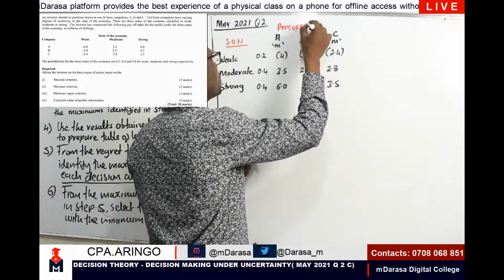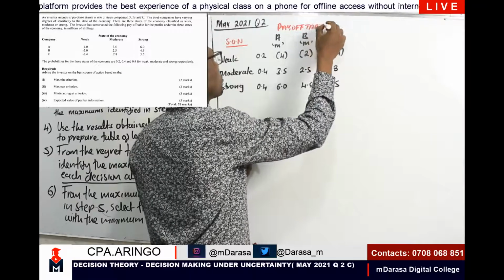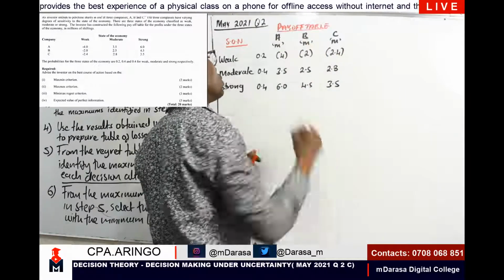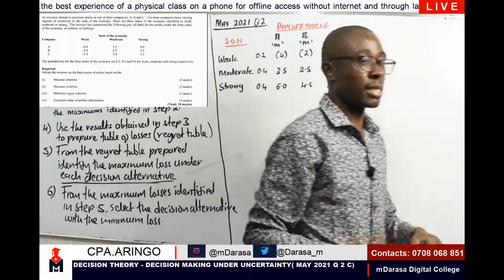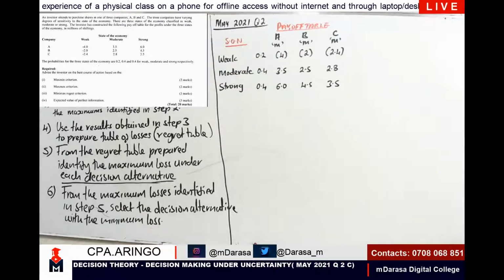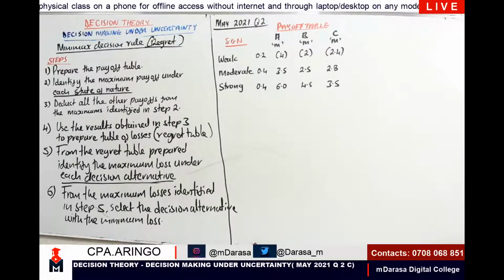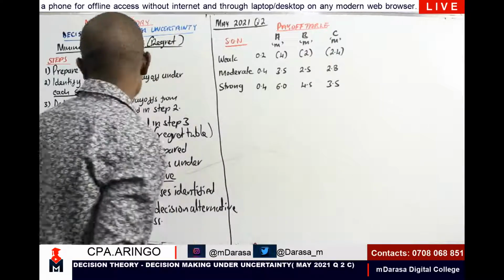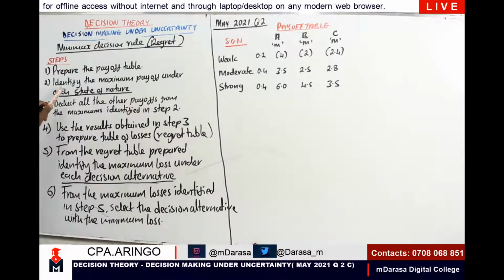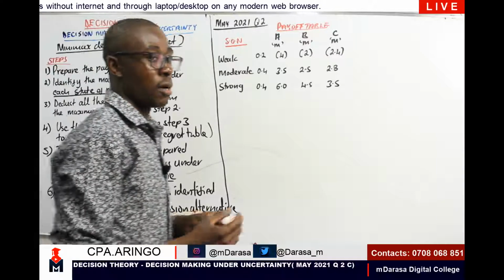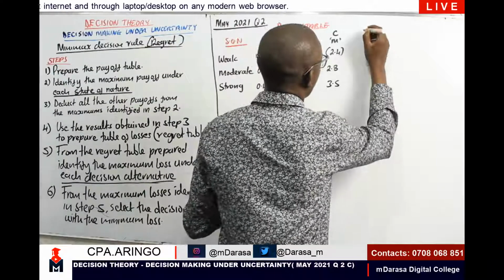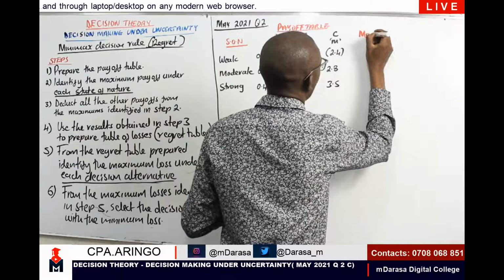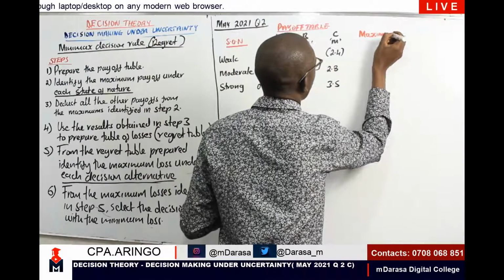Payoff table. That is our payoff table. So already we've extracted the data that will be very important to us. Allow me to hide the question like that. Now let us follow our steps. The first step is to identify the maximum payoff under each state of nature. I'm going to identify our maximum here.